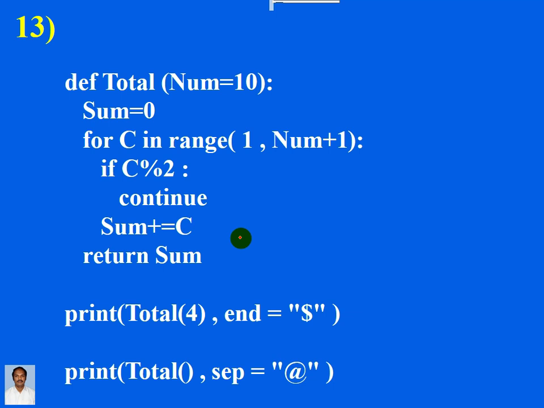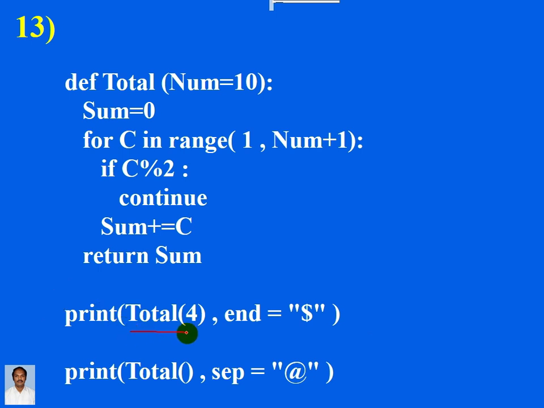Question number 13. It's an output type of question. So step 1. Memory should be allocated for the global variables. There are no global variables. Step 2. Execution of a Python program starts and ends at the main function. So this is the starting point of main function.